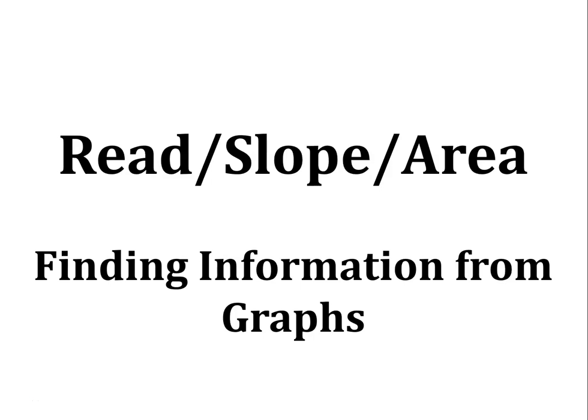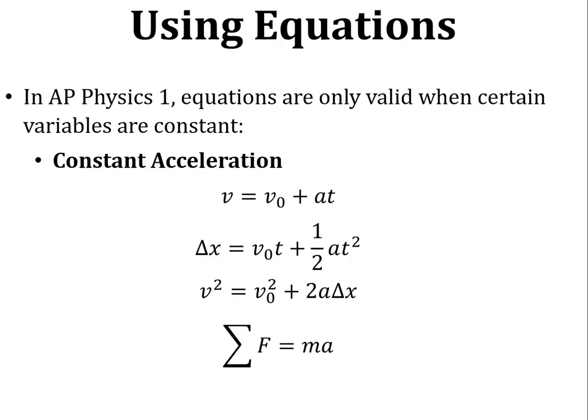In this video, I'm going to go over some of the read slope area information in a little bit more detail. So this is going to be specifically about finding information from graphs. So in AP Physics 1, when we use equations, most of these equations are only valid in certain situations. And those situations usually have to do with certain variables being constant.